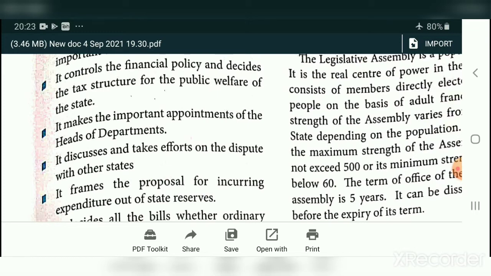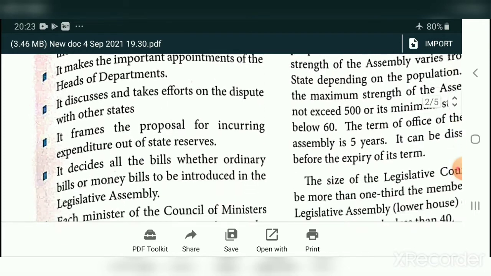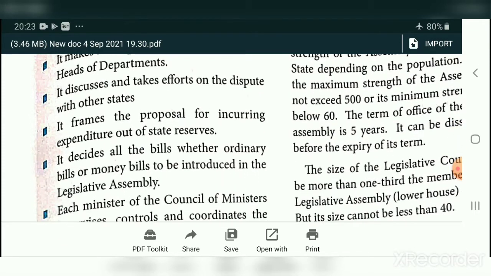What are the problems between state to state? This Council of Ministers discusses and takes effort to solve those problems. It frames a proposal for incurring expenditures out of the state reserves. The Council of Ministers discusses the expenditures of the state.